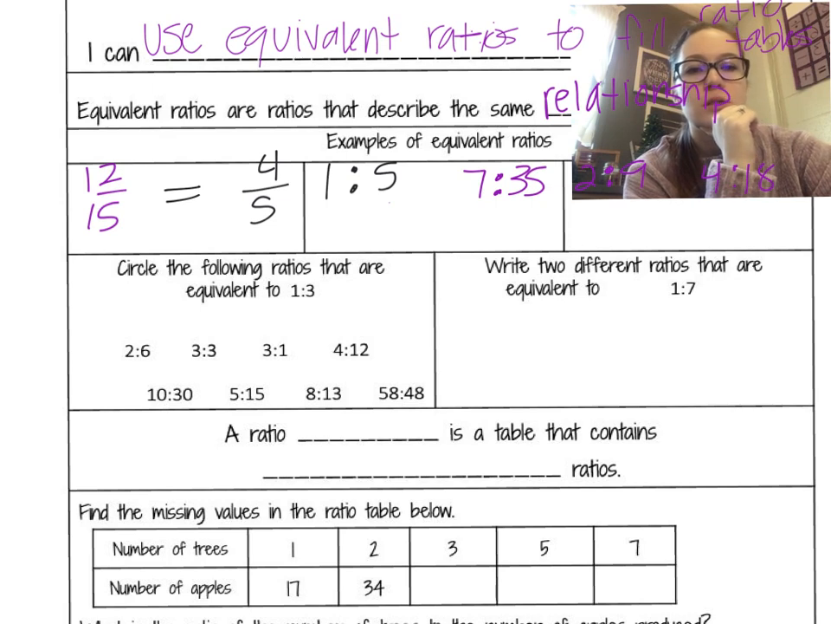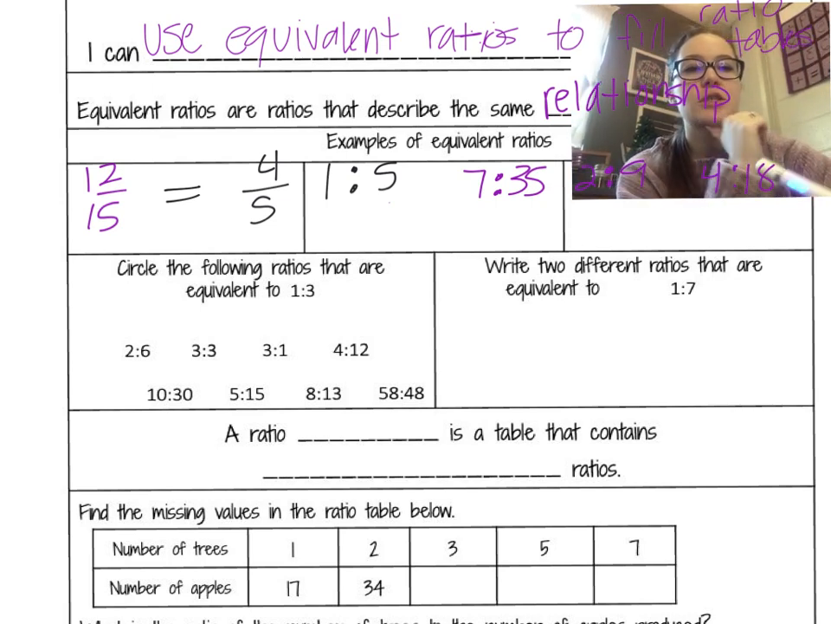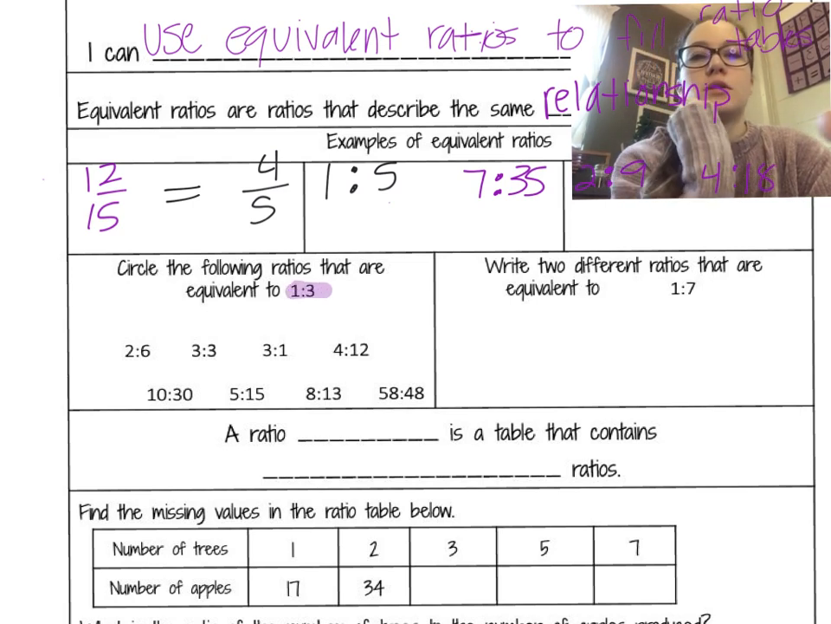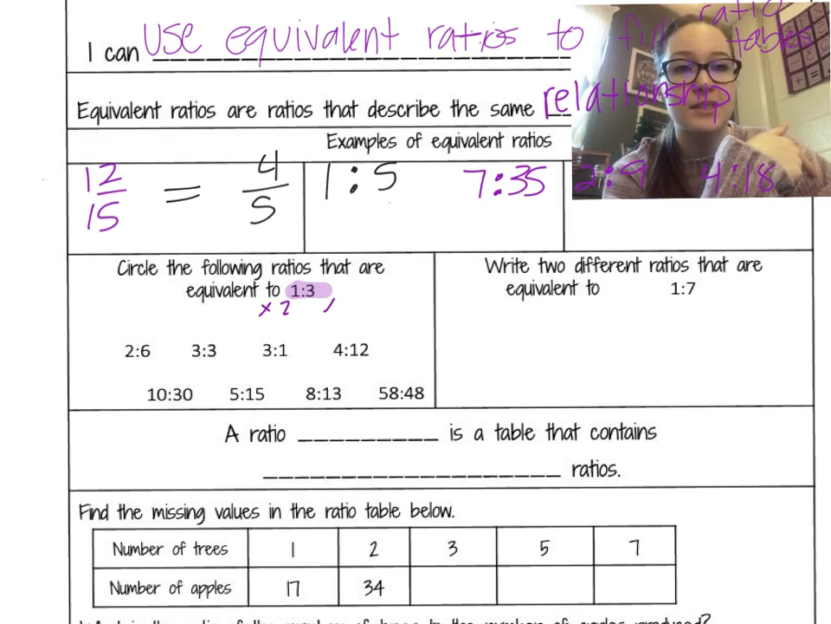So on this one, it says circle the ratios that are equivalent to 1 to 3. So to get from 1 to 2, I multiply by 2, which gives me 2. Then I have to multiply the other side by the same thing, 2.